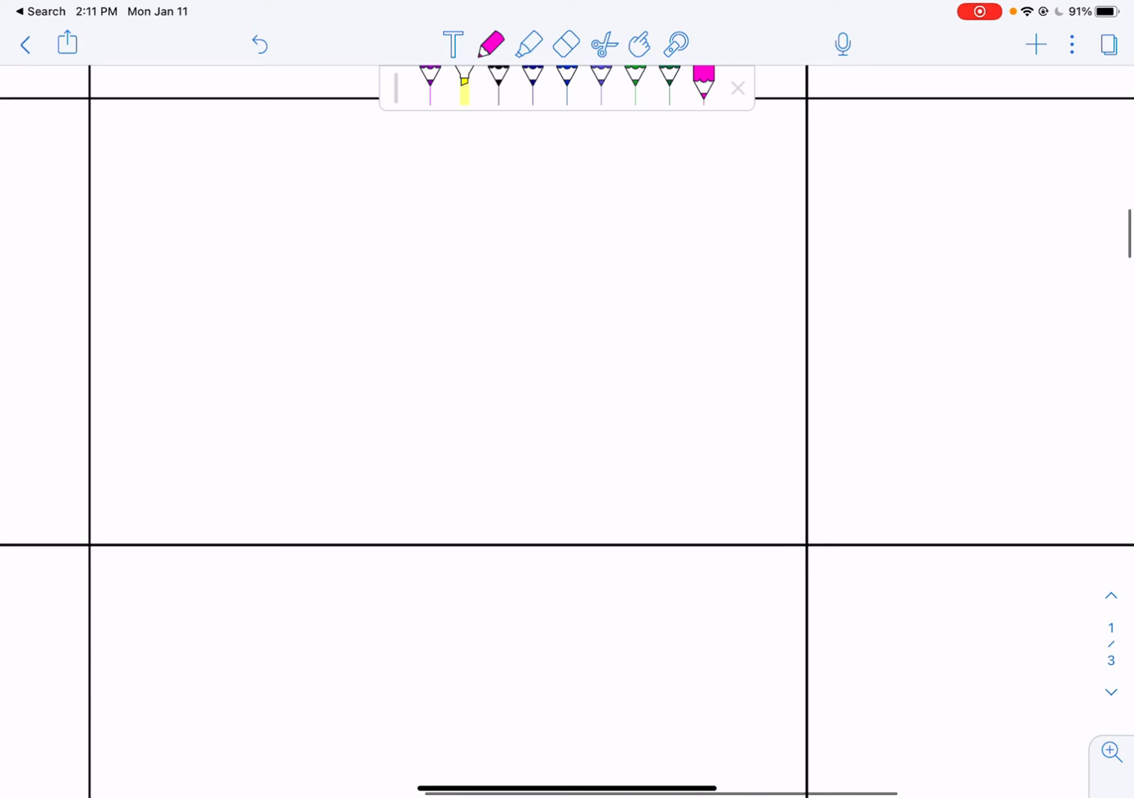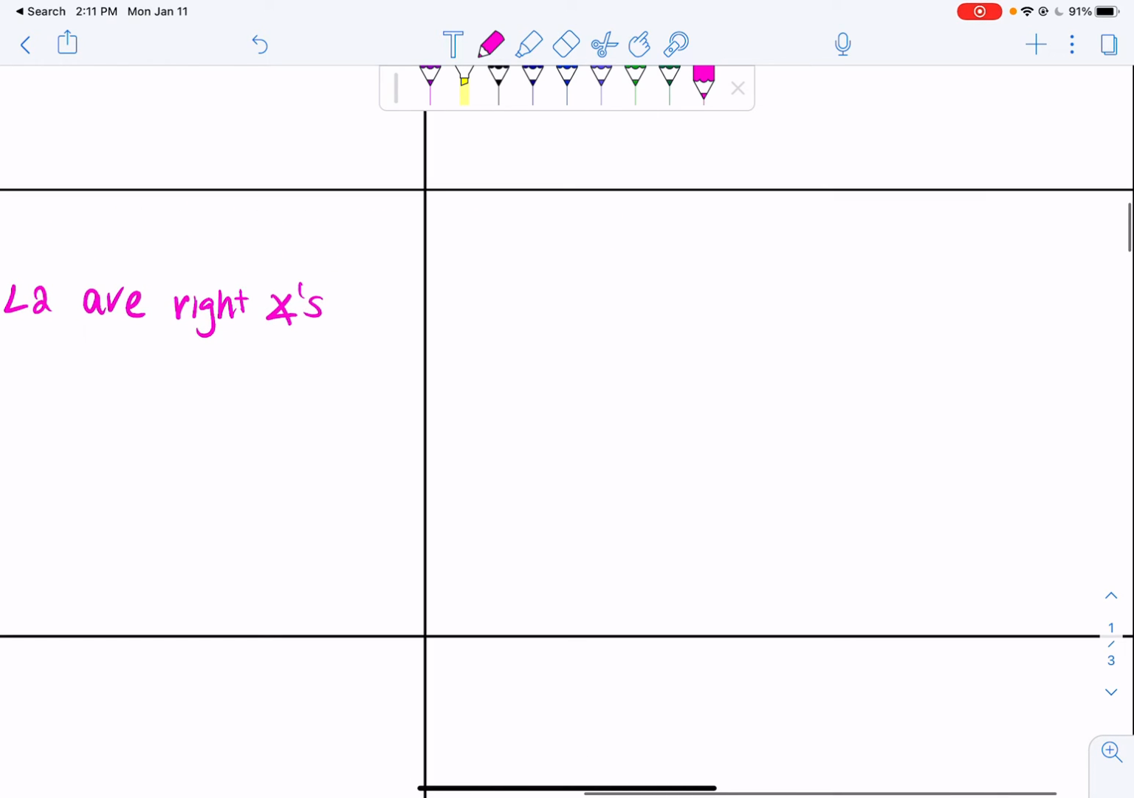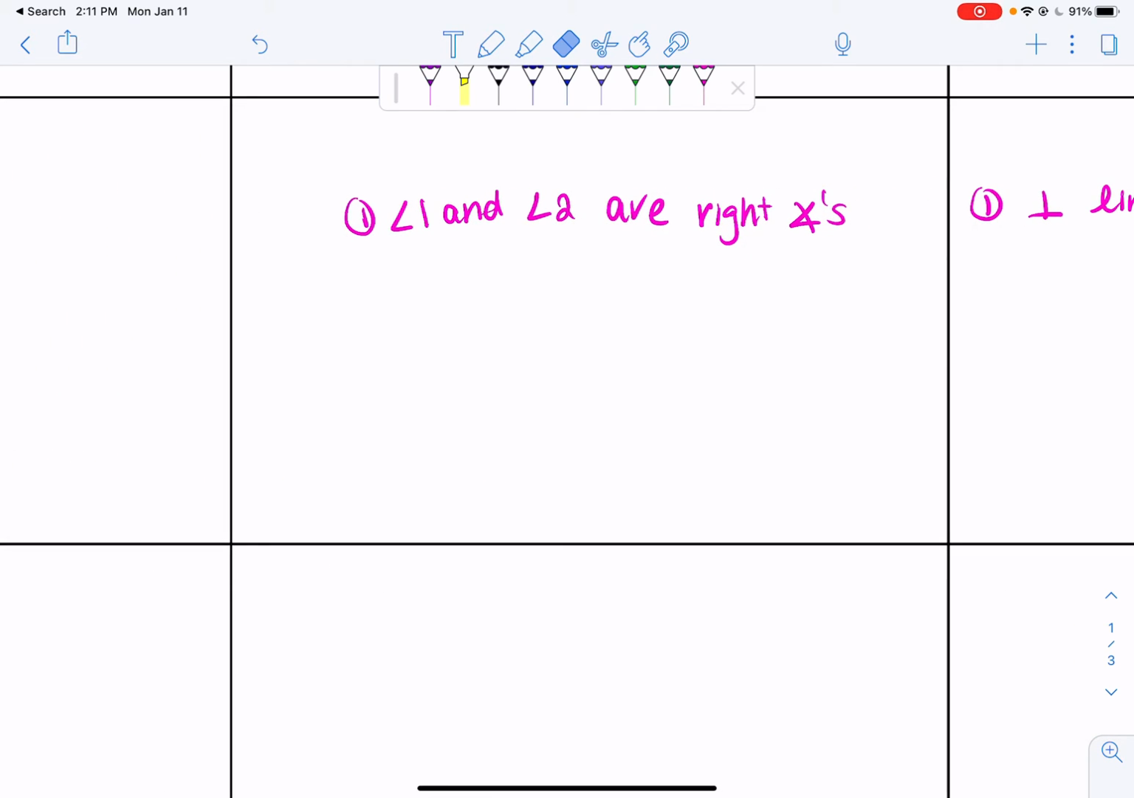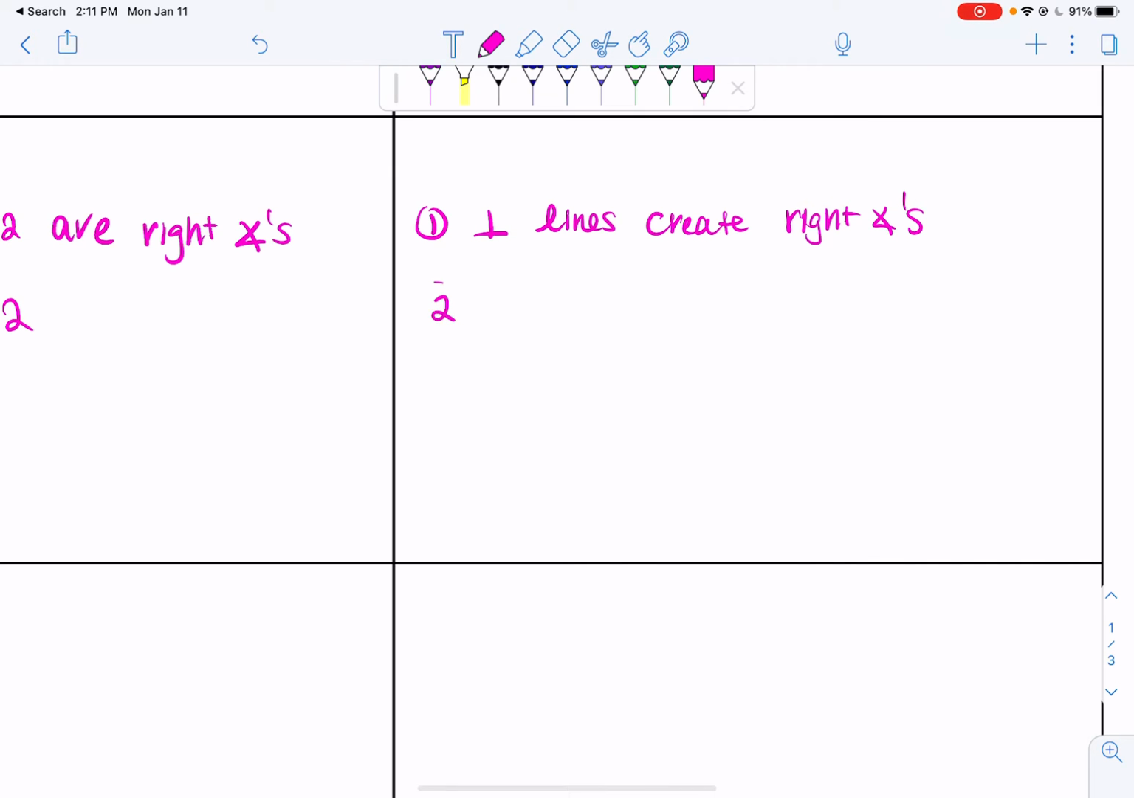So, step 1, angle 1 and angle 2 are right angles. My reasoning, perpendicular lines create right angles. Now, I know right angles are all 90 degrees, so what I can now say is that angle 1 is congruent to angle 2. And my reasoning is all right angles are 90 degrees, or what I like to say, all right angles are congruent.